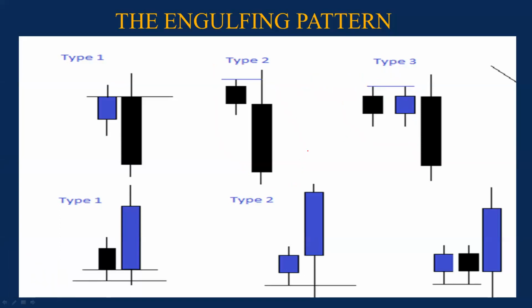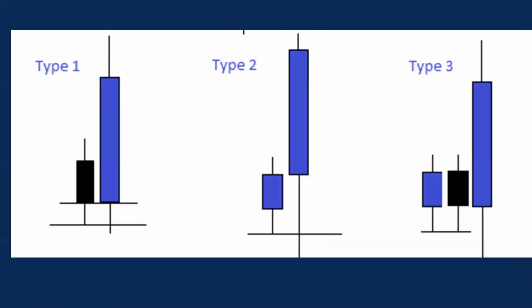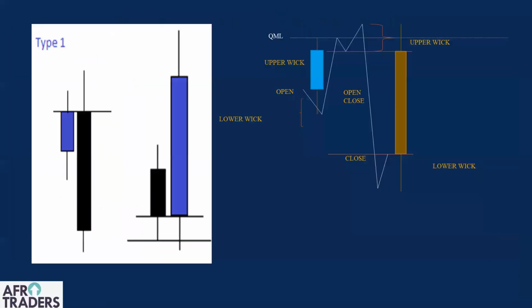All right, so we have these 3 patterns, and so let's see how important these patterns are. For instance, the type 1, we are having a bullish candle. This is a bearish engulfing, a bullish engulfing. But the interesting thing is this. With this particular engulfing, let's explain this bullish, bearish engulfing.